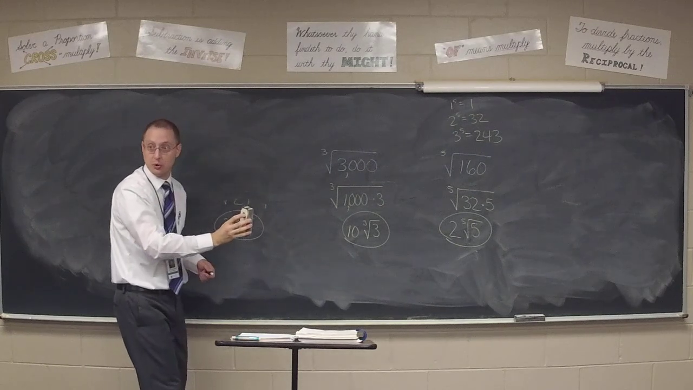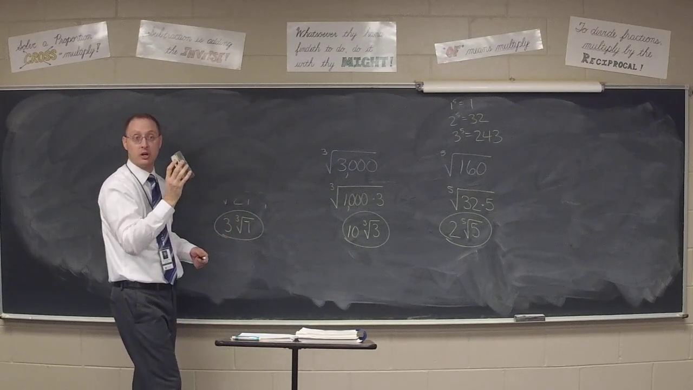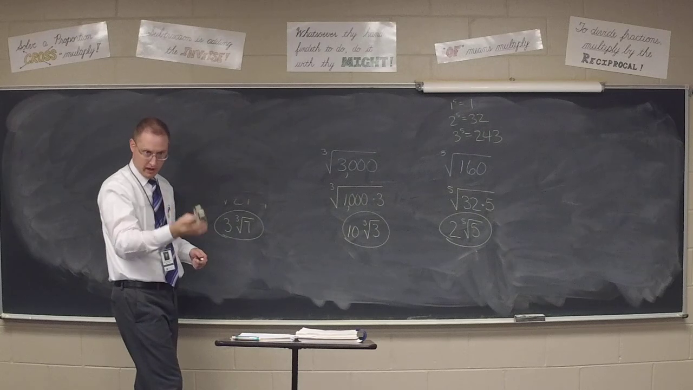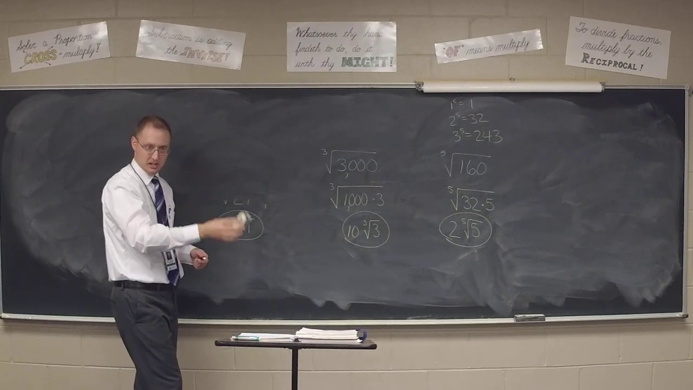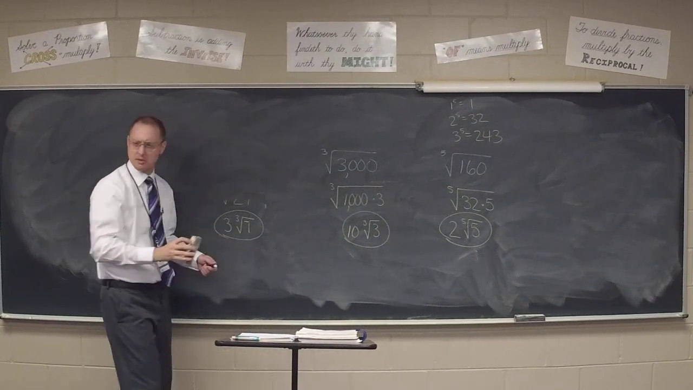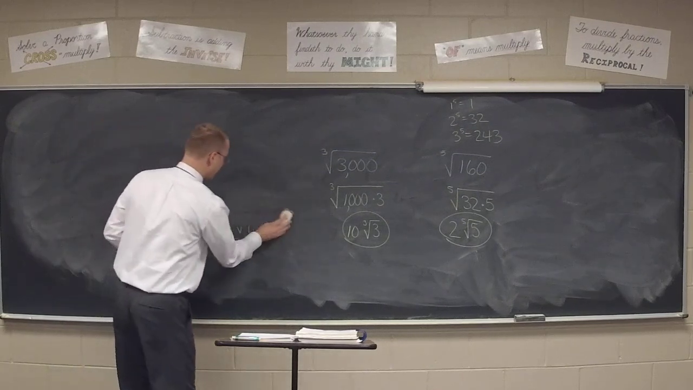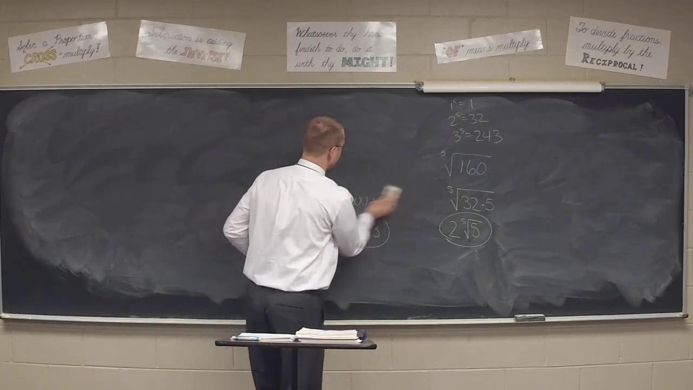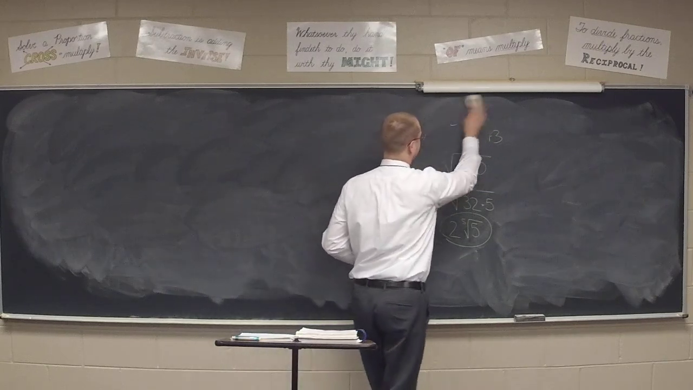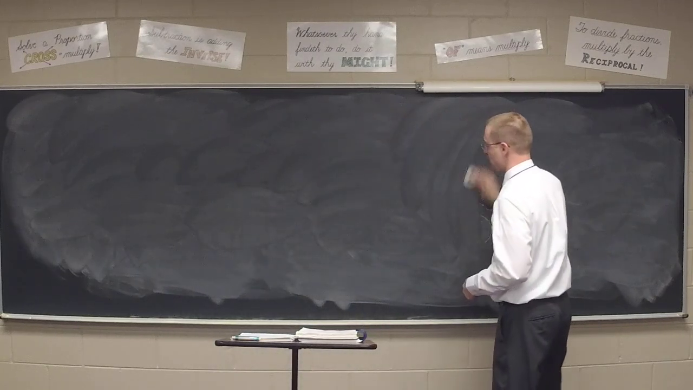To take the root of a power, you divide the exponent by the index. How many times have we said that? A bunch? Yeah, you should have that memorized by now. Let's say it together one more time. To take the root of a power, divide the exponent by the index.